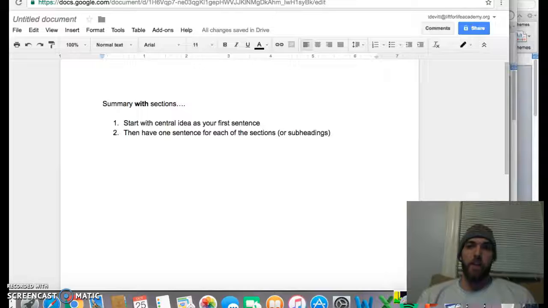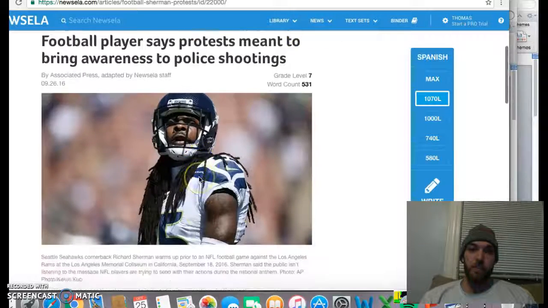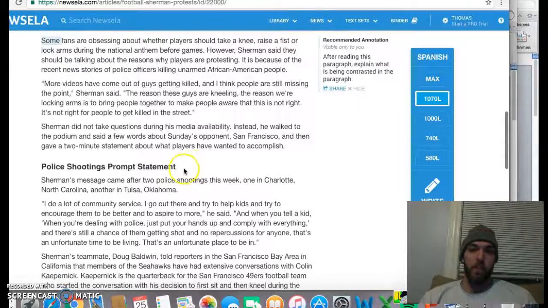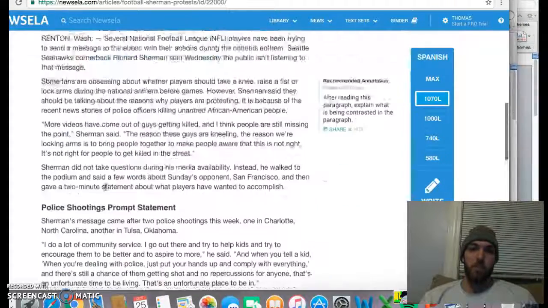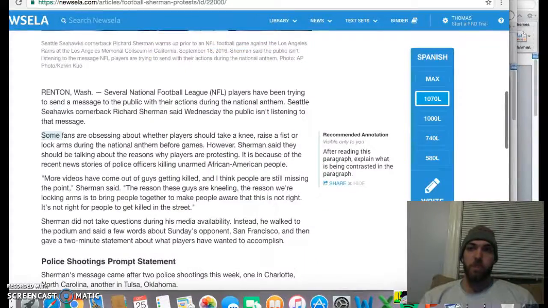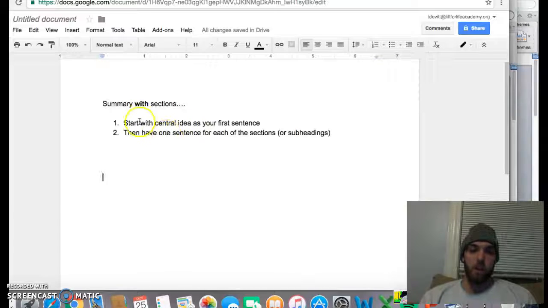So whenever you have a summary that has sections, it's a little bit easier. For example, we know that these subheadings, these are our sections, right? So we know that this has two different sections to it. So here's how you do it when there are sections.